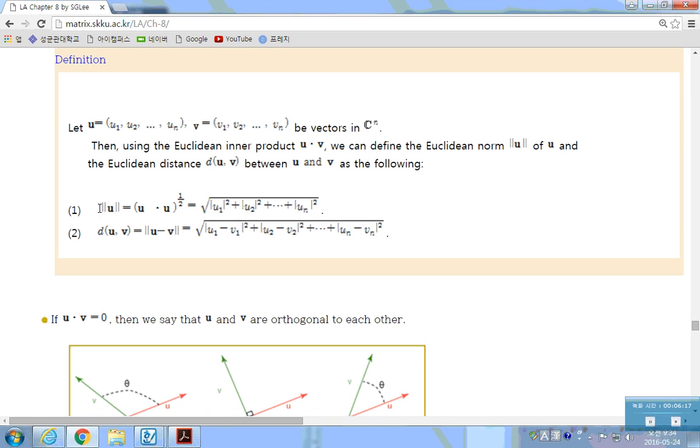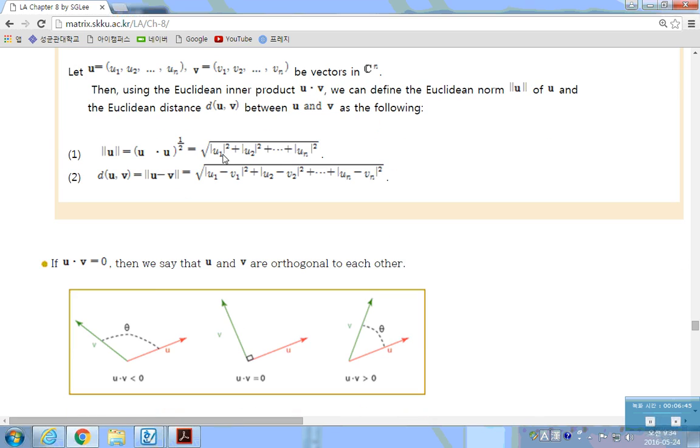Definition. The norm of U can be defined in this way, the square root of the inner product of U and U. And the distance is similarly defined like you did. The only difference here is you need a modulus, because it's a complex number. It's not parentheses. We need a modulus, we need the length. Okay? Because these U_i's and these U_i minus V_i's can all be complex numbers. So we need a modulus.